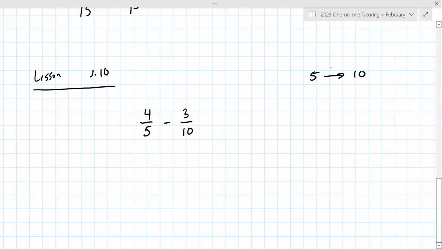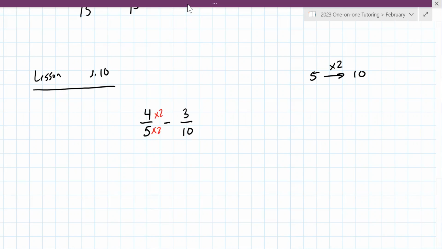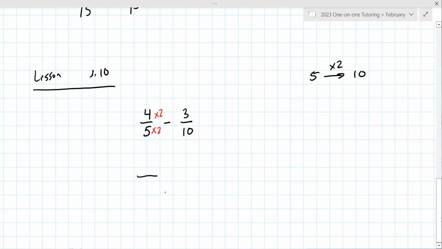What do you multiply 5 by to get 10? 5 times 2. Good. So you're going to multiply the top and the bottom by 2. The top becomes 8 over 10, minus 3 over 10. Okay, now what does this equal? 5 over 10.